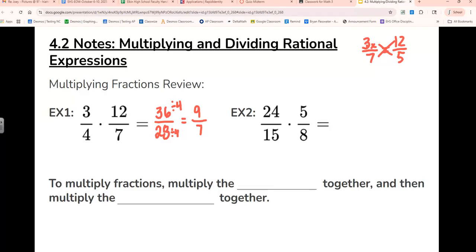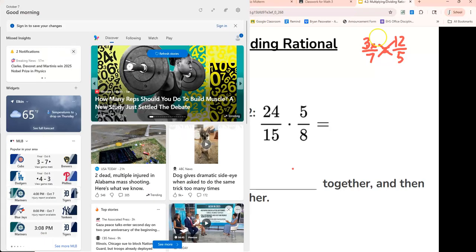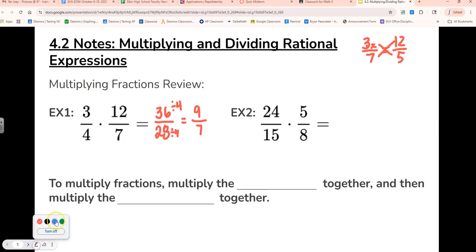Okay. Here's another option and something that I want us to try to do because it's definitely sort of what we're doing today. You can reduce before you multiply. It makes it a little bit easier. You don't have such big numbers to reduce at the end. So we got 3/4 times 12 over 7. 3/4 will not reduce. 12 over 7 will not reduce.